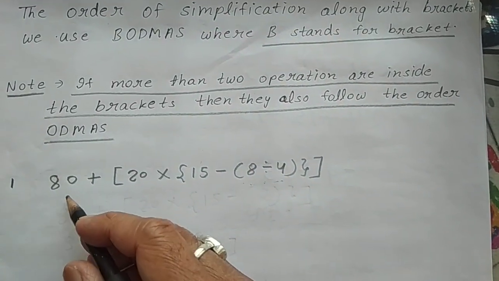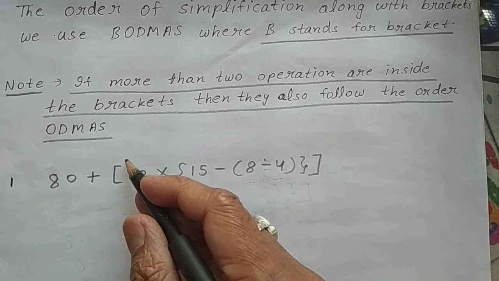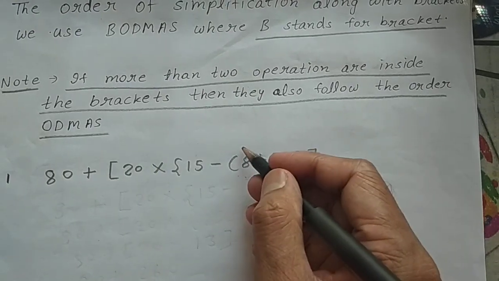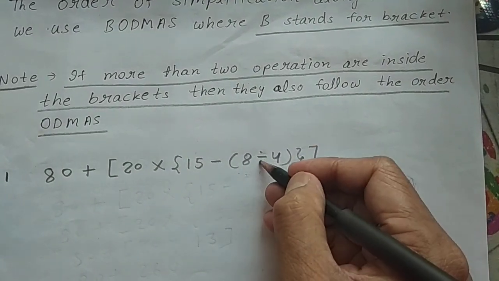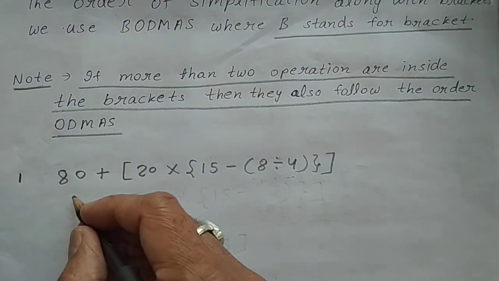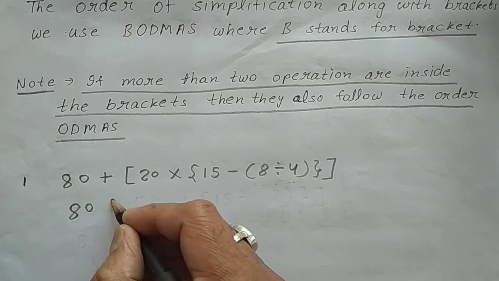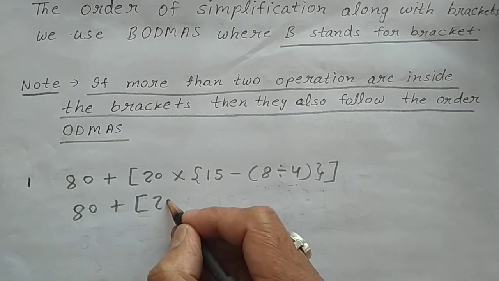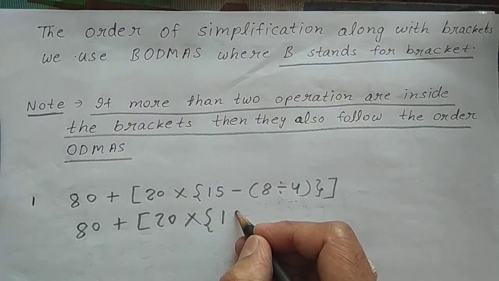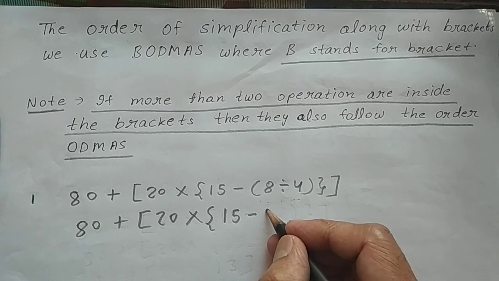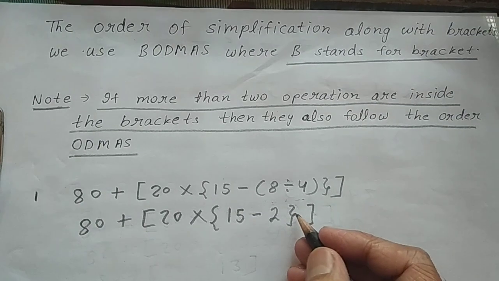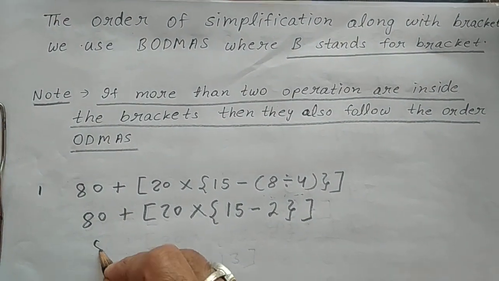First question. 80 plus rectangular bracket 20 into curly bracket 15 minus round bracket 8 divided by 4 round bracket close, curly bracket close, rectangular bracket close. 80 plus 20 into curly bracket 15 minus 4 to the 8, curly bracket close, rectangular bracket close.